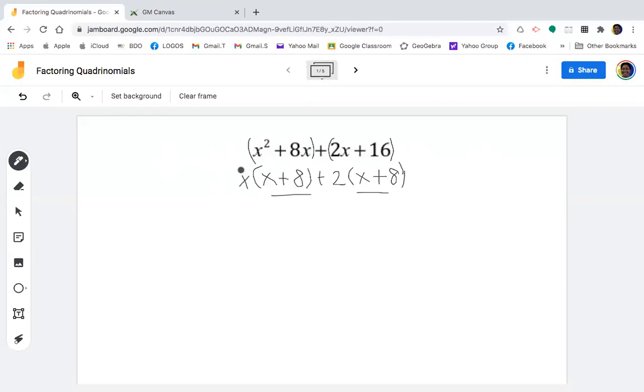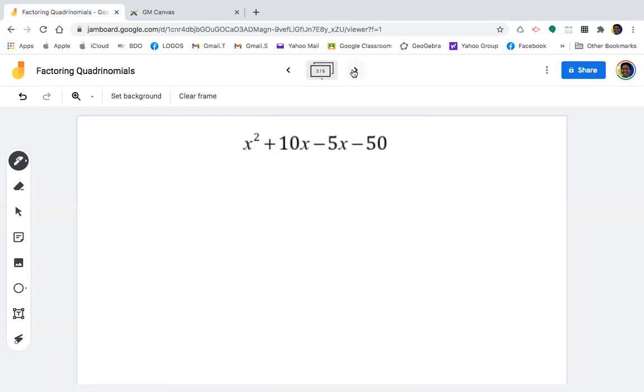And we can combine this and this. So we put those two together. So you have x plus 2. And the partner is the common binomial factor, which is x plus 8. So these are the final factors of the quadrinomial which we had earlier. Let's move on to the second example.